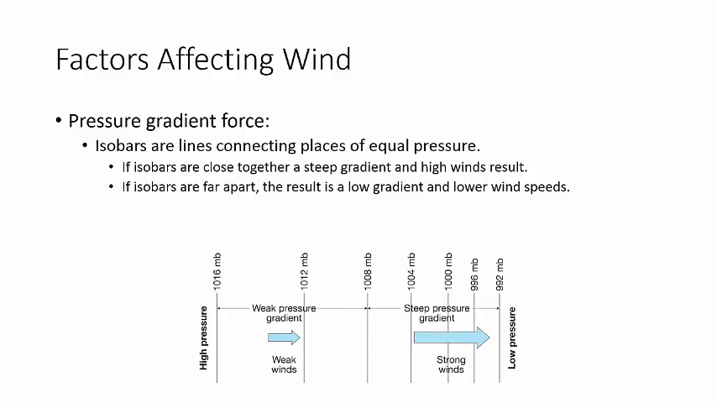So pressure gradient force, this goes back to the isobars. Okay, so again, isobars are lines that connect places of equal pressure, right? If the isobars are close together, like they are down here, you get strong winds. The winds are really gusty, really fast. This is also known as a steep pressure gradient. However, if they're more widely spaced, like here, it's a weak pressure gradient, which means weak winds.